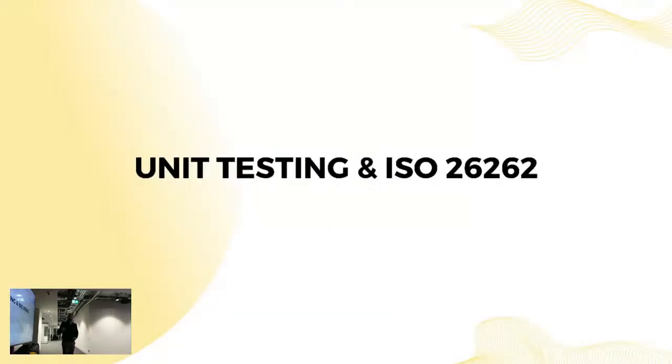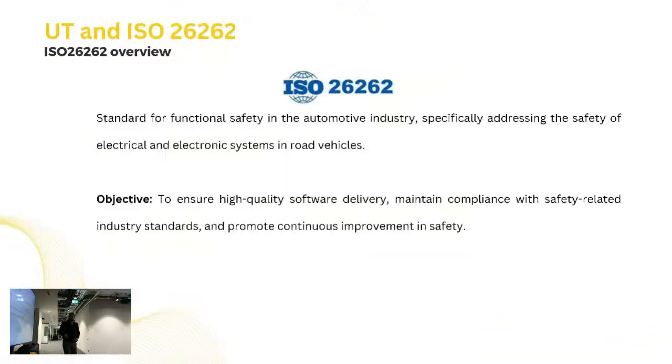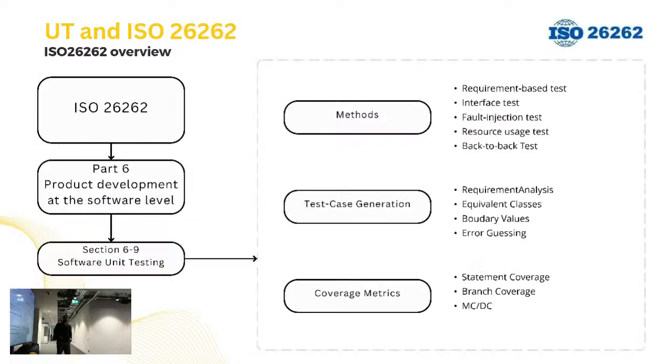So now let's look at ISO 26262. It's related with functional safety in automotive industry, and it's related with electrical and electronic systems in road vehicles. So recapitulating, ASPICE is about the process, ISO 26262 about functional safety. And the objective is to ensure high quality software delivery, maintaining compliance with safety-related industry standards, and promote continuous improvement and safety. So related with safety is the word.